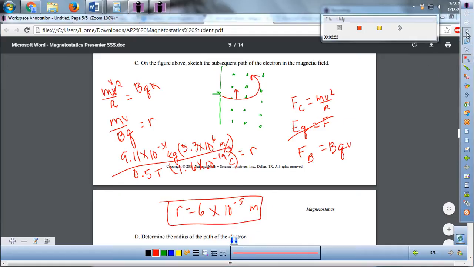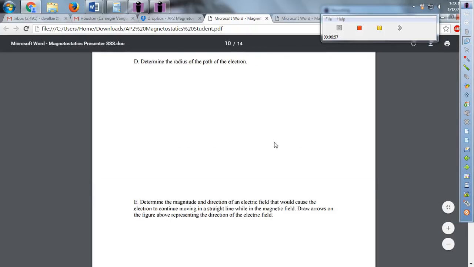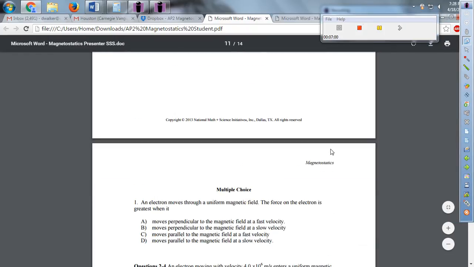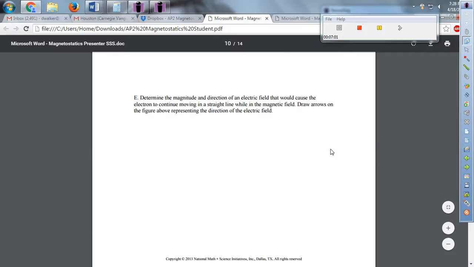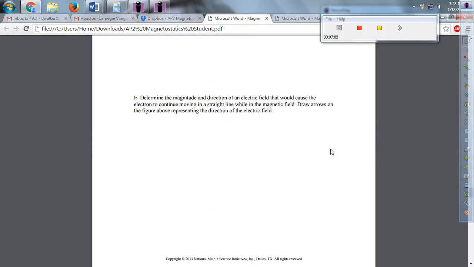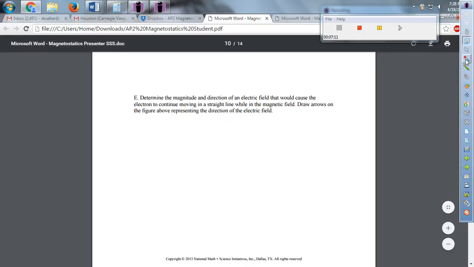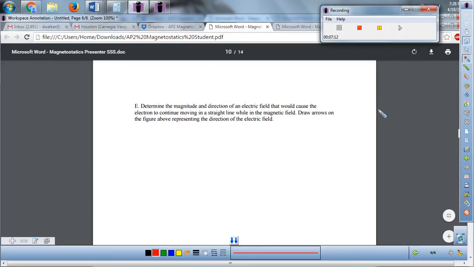Alright, and then I'm going to mouse up and do part E. Part E says determine the magnitude and direction of an electric field that would cause the electron to continue to move in a straight line while in the magnetic field. Okay, so that's no big deal. We got that. So what we know is that if we want it to go in a straight line, the magnetic force is that way. We need to have an electric field in that direction, or an electric force in that direction, I should say. So they want us to draw and determine the magnitude and direction. Well, that's not the field. That's what I have drawn as the force. So we're going to come back in a minute and get the field.